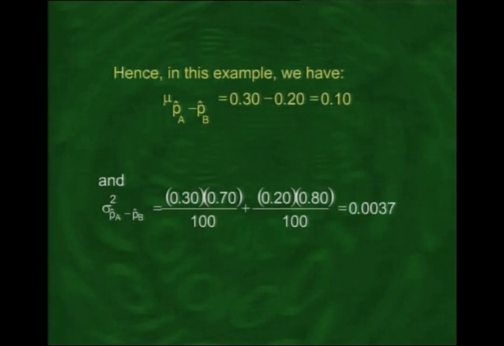Applying the values that we have in this particular example, mu of PA hat minus PB hat comes out to be 0.30 minus 0.20, and that is 0.10. Also, sigma square of PA hat minus PB hat comes out to be 0.30 into 0.70 over 100 plus 0.20 into 0.80 over 100, and solving this expression, the variance of the sampling distribution comes out to be 0.0037.